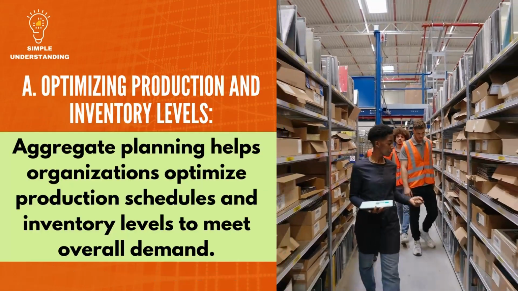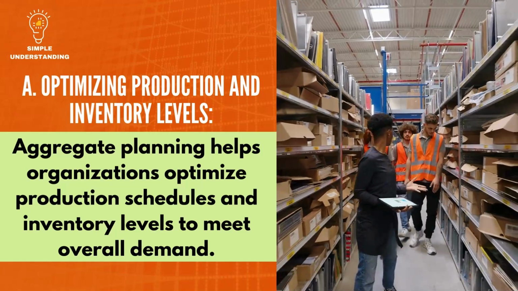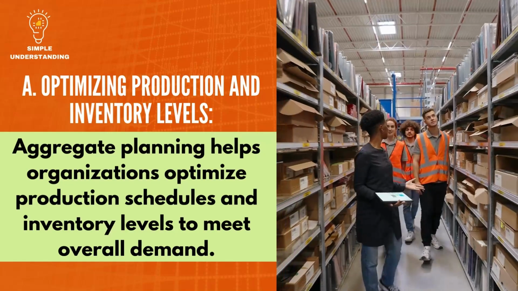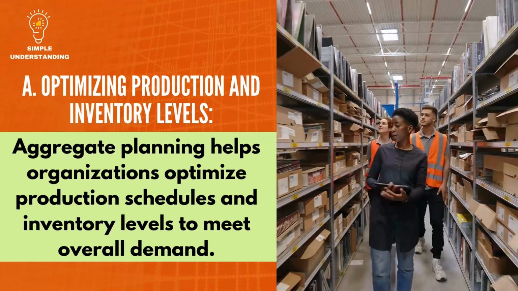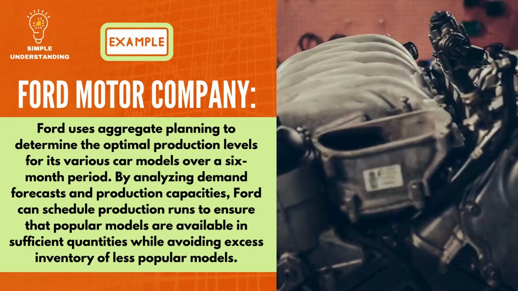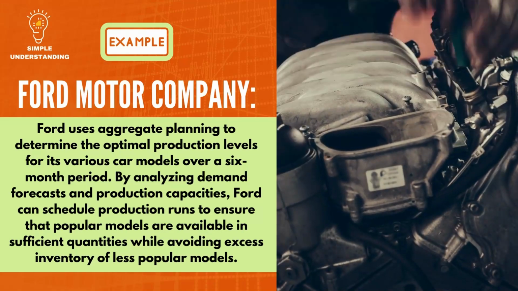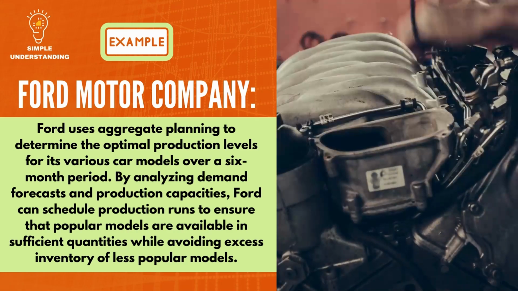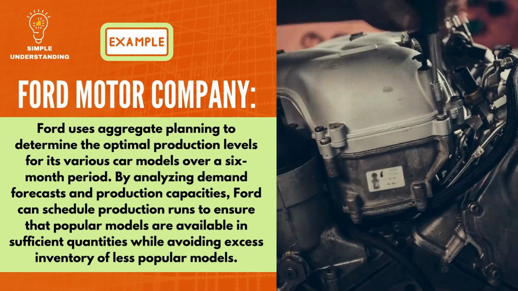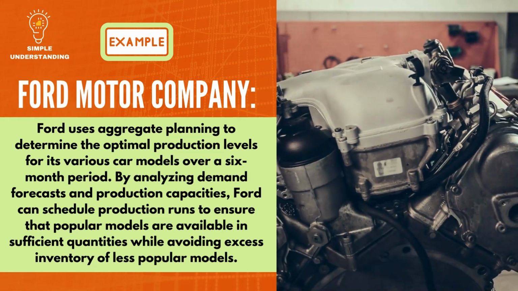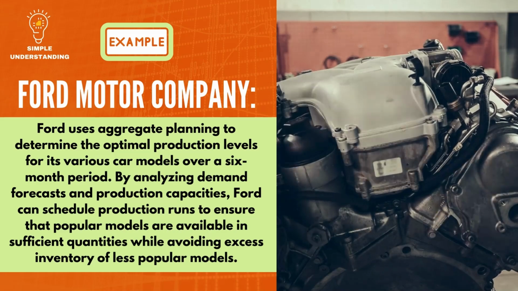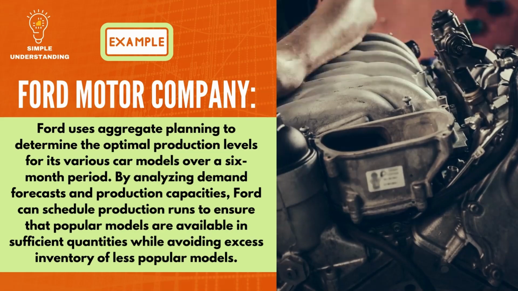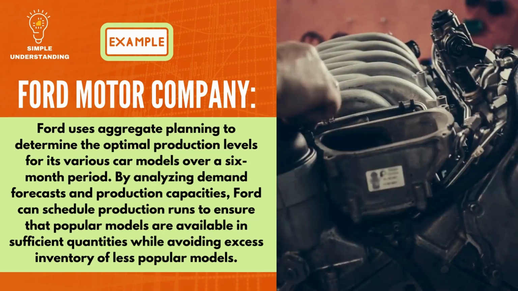A. Optimizing production and inventory levels. Aggregate planning helps organizations optimize production schedules and inventory levels to meet overall demand. Example: Ford Motor Company. Ford uses aggregate planning to determine the optimal production levels for its various car models over a 6-month period. By analyzing demand forecasts and production capacities, Ford can schedule production runs to ensure that popular models are available in sufficient quantities while avoiding excess inventory of less popular models.